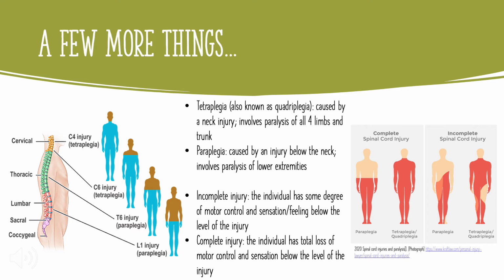It is also important to know what a complete versus an incomplete spinal cord injury is. An incomplete injury means that the person has some motor and sensation function below the level of their injury, whereas a complete injury means that they do not have any.